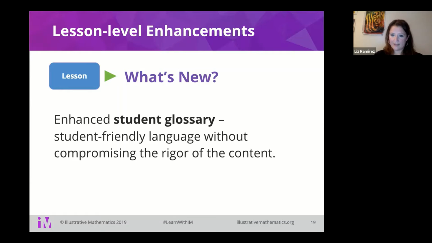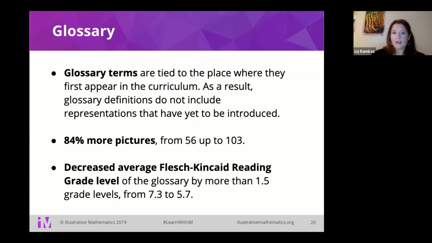We've added 84% more pictures, from 56 up to 103, and decreased the average Flesch-Kincaid reading grade level of the glossary by more than 1.5 grade levels, from 7.3 to 5.6. And this is sort of what indicates how readable our glossary will be for our students. Here are a couple of examples. Take a moment to read through and see what you notice. Our original glossary definition is on the left and the new one is on the right.